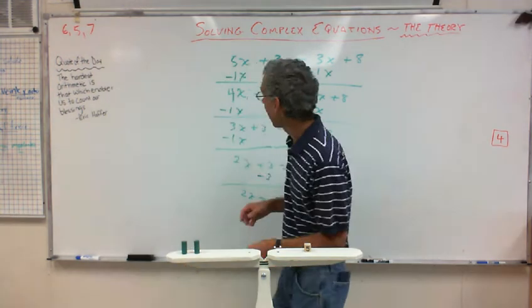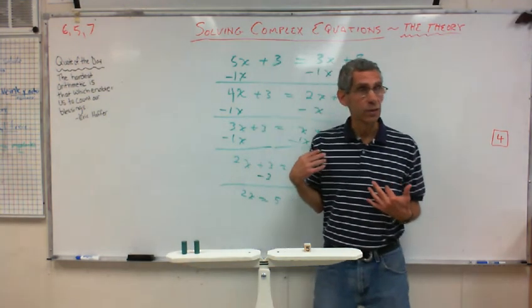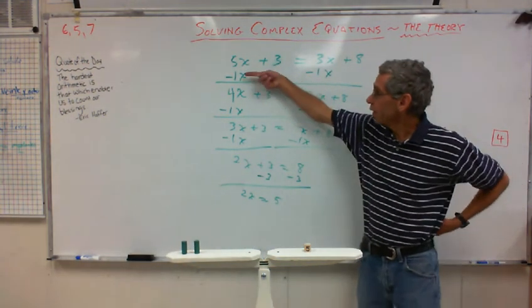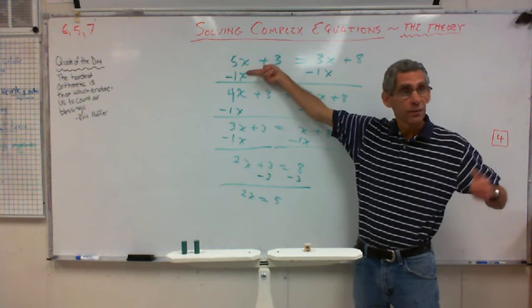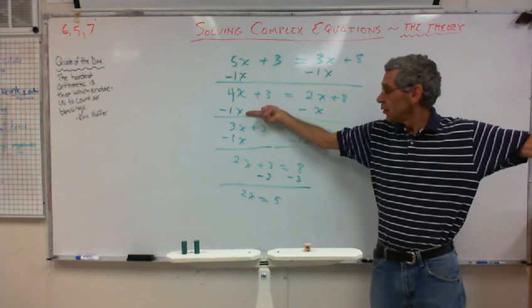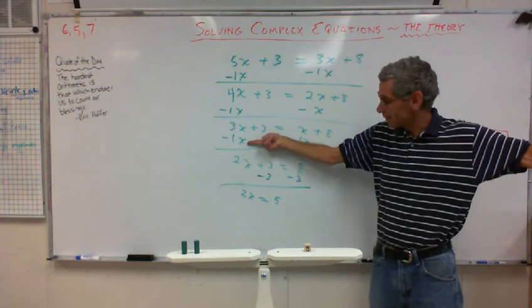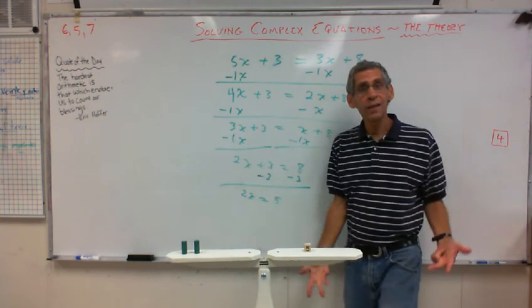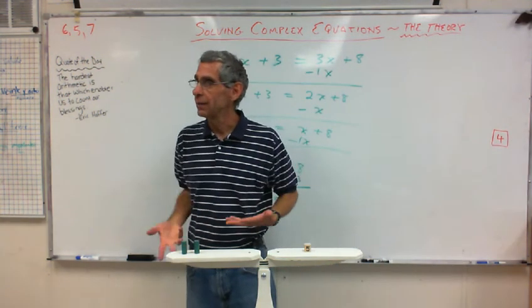So, okay, now. Could we have done this faster? Yes. So look what we did. We subtracted an x from both sides. That's one x. We subtracted an x from both sides. That's two x's. We subtracted an x from both sides. That's three x's. We subtracted three x's from both sides. Why don't we do it all at the same time, right?